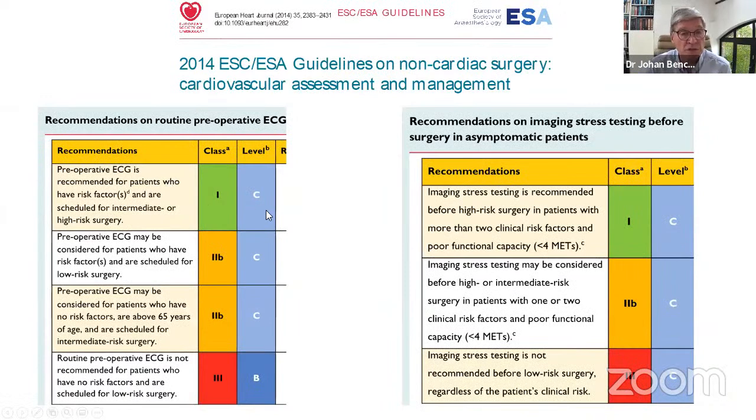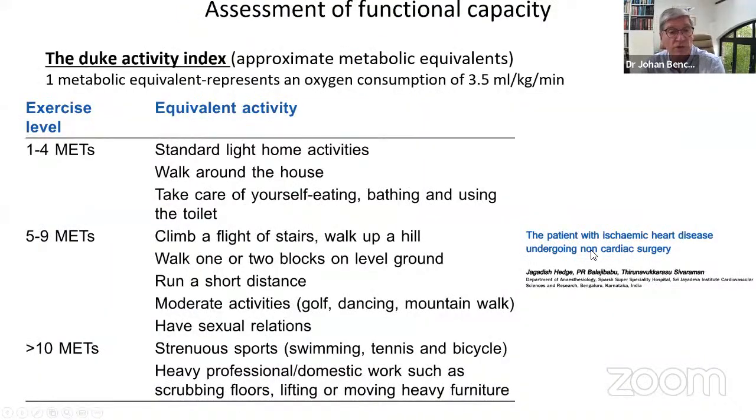If you look at the European Society of Cardiology and the European Society of Anaesthesiology guidelines, it's much more succinctly summarized, and we simply say that the ECG is recommended for patients who have risk factors and are scheduled for intermediate or high risk surgery, not even for low risk surgery. And again, routine is not recommended. Stress testing is the same: high risk surgery with more than 2 clinical risk factors and poor functional capacity, so either less than 4 METs, and I would say easily less than 3 METs. We'll come back to that a little later. But routine testing is not recommended.